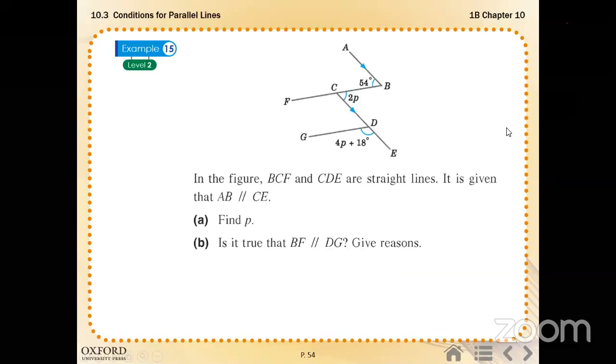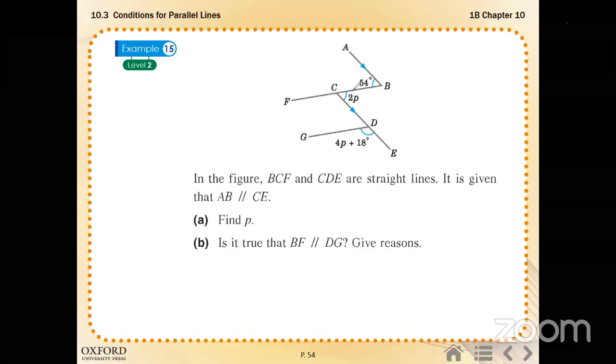Okay, now this one. Now you have to read the question carefully and then look for the information. Carefully. In the figure, BCF and CDE, make sure that they are straight lines. Okay, they are straight lines. And then it is given, it means you can look at the diagram. It is given that we just know that AB parallels to CD. Find p, part A, you need to find p.